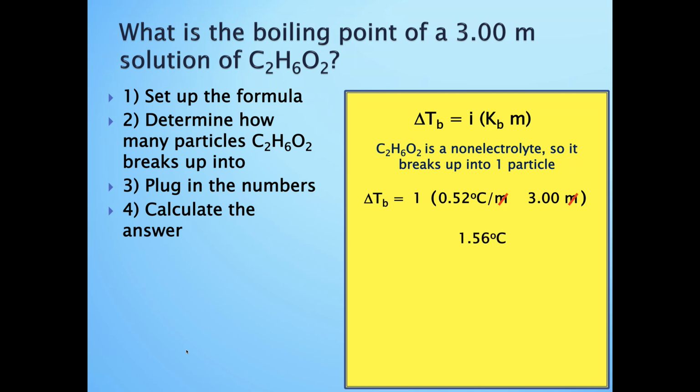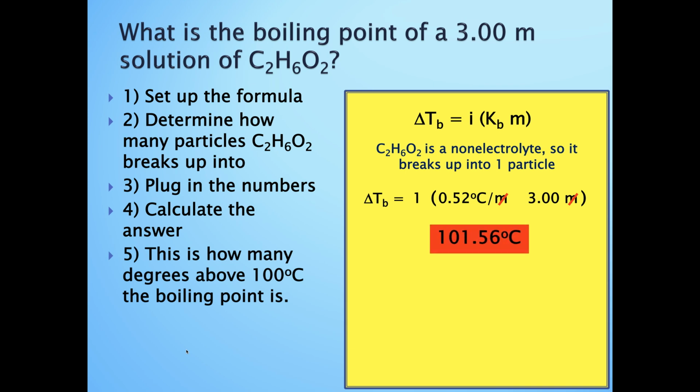Now, this is not the boiling point. Remember, this is the change in the boiling point temperature. Water normally boils at 100 degrees. This is telling us that it's changing by 1.56 degrees. So the boiling point will be 101.56 degrees, because our temperature change will increase the boiling point by however many degrees we calculate.